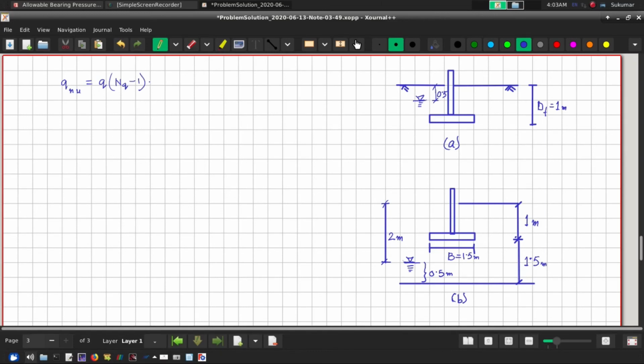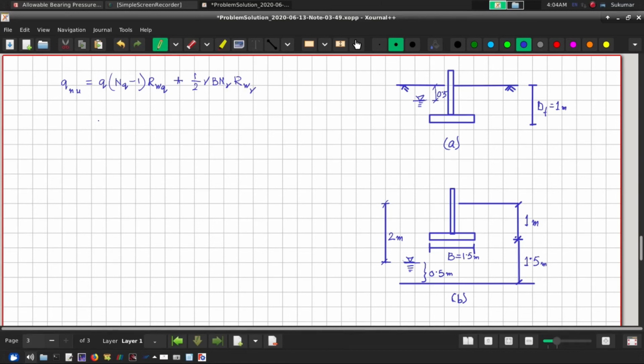Shape, inclination and depth factors are all equal to 1 for us. Now I have to consider the RWQ plus half gamma B and gamma into RW gamma.